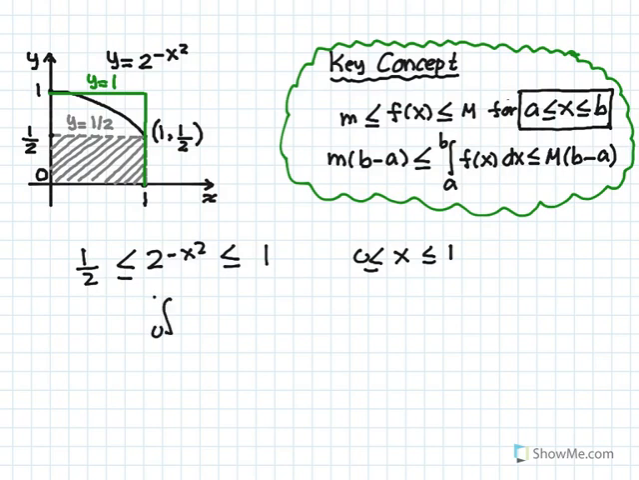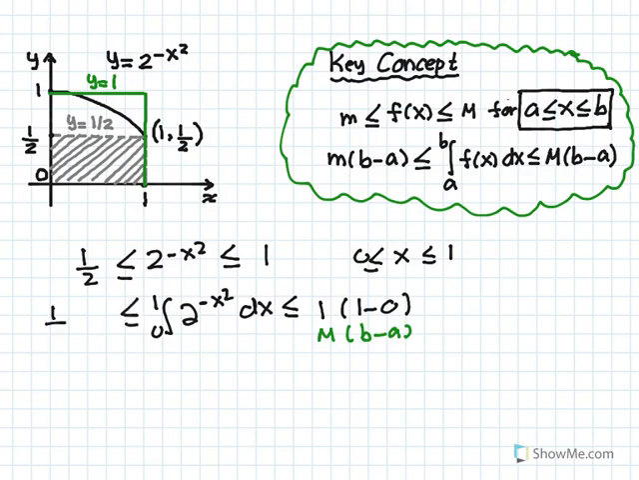Now the definite integral from 0 to 1 of 2 to the minus x squared dx is less than or equal to 1 times 1 minus 0. This is capital M times b minus a. And larger or equal to 1/2 times 1 minus 0. And this is small m times b minus a. So we now have a bound for this integral from 0 to 1. We can estimate that the value of this definite integral is less than or equal to 1 and larger or equal to 1/2.